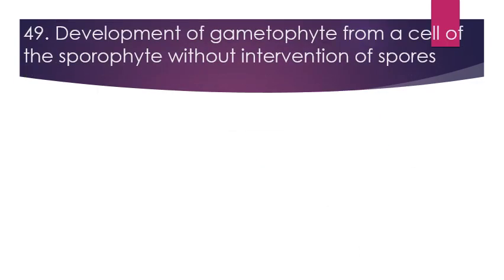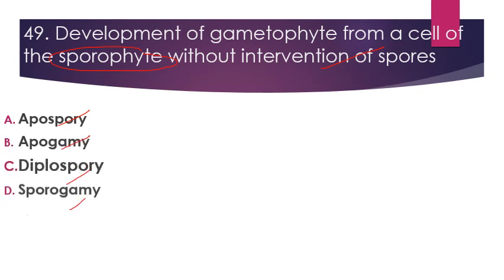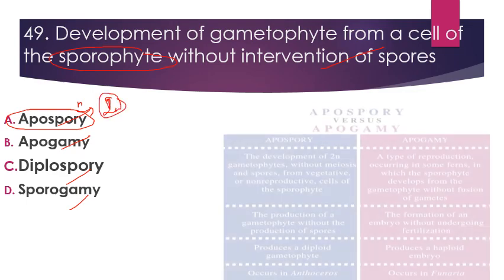Next question is: development of gametophyte from a cell of sporophyte without intervention of spores is known as. Options are apospory, apogamy, diplospory, and sporogamy. I have already discussed this question in a previous part. So its right answer is apospory. Apo means without, spory means spore formation. So it is the formation of gametophyte from sporophyte directly without the formation of spores. Here the gametophyte formed is diploid. और यहाँ पे जो gametophyte बनता है that is diploid.